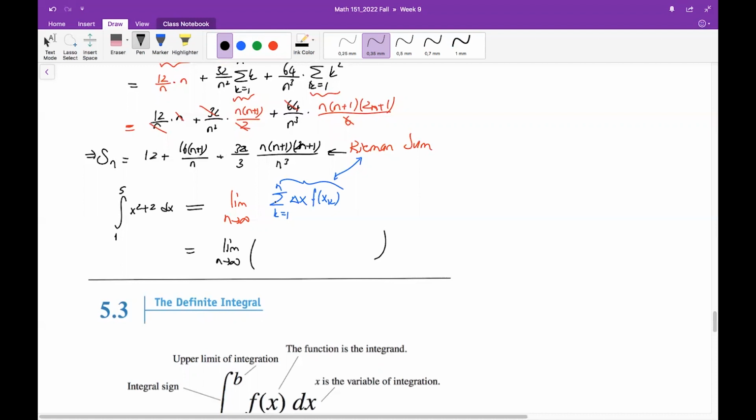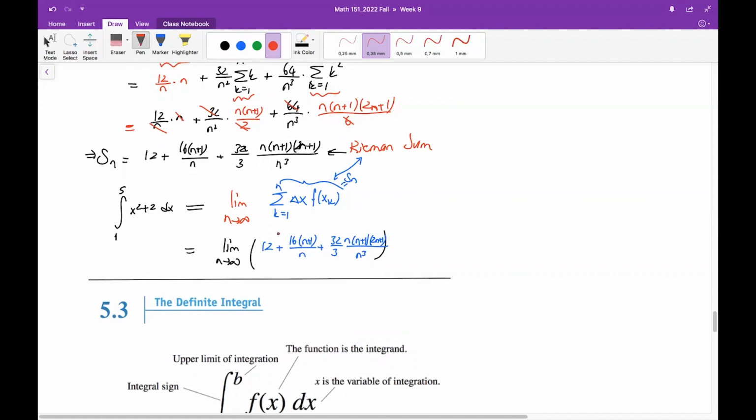We computed this sigma notation, which gives us the Riemann sum as this expression, remember? So this is the Sn part. Let's just insert it here to compute the limit. Then 32 over 3 and n plus 1 times 2n plus 1 divided by n cubed. Okay, what is this limit now?